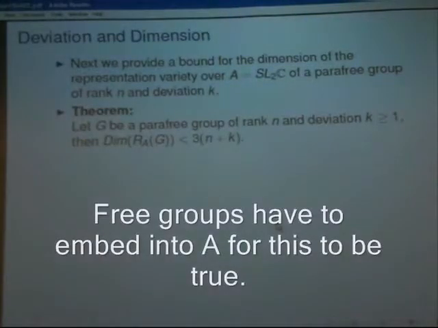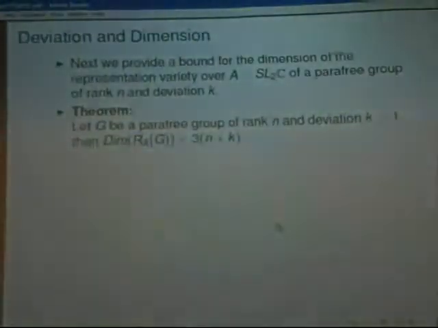And this is the theorem. If G is a Parafree group of rank n and deviation k greater or equal to 1, then the dimension of the space representation of G over A is smaller or equal to 3 times n plus k. It's strictly smaller. Sorry, strictly smaller. I said smaller than or equal. I mean strictly smaller. So this gives you a bound for the dimension using the deviation.